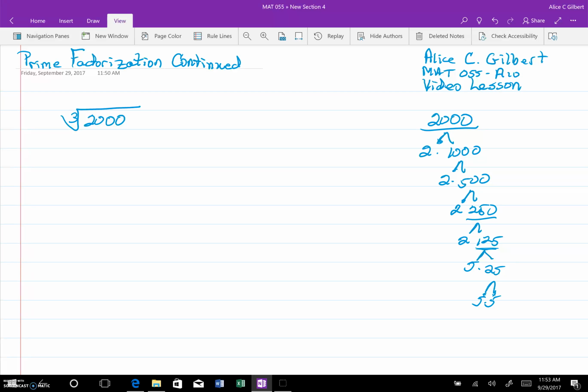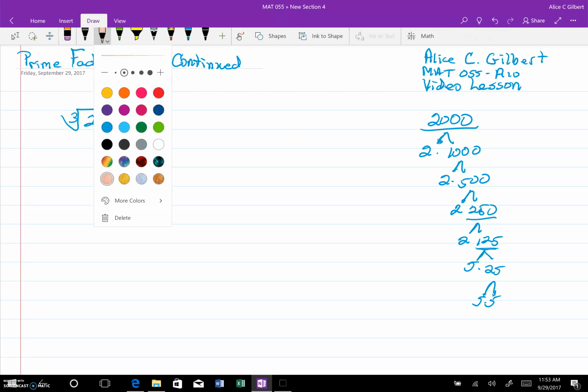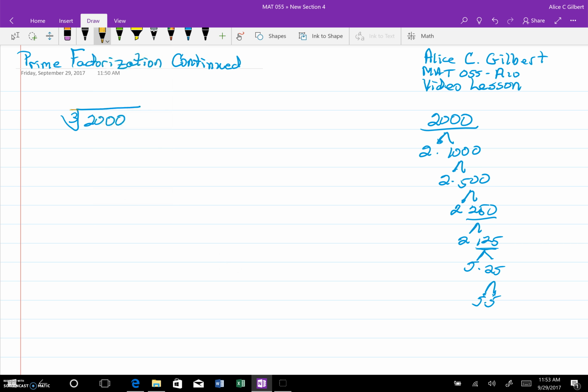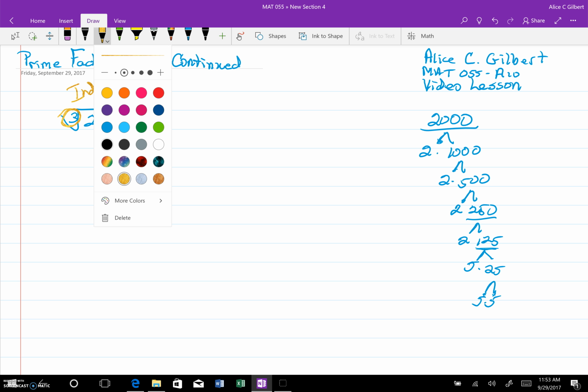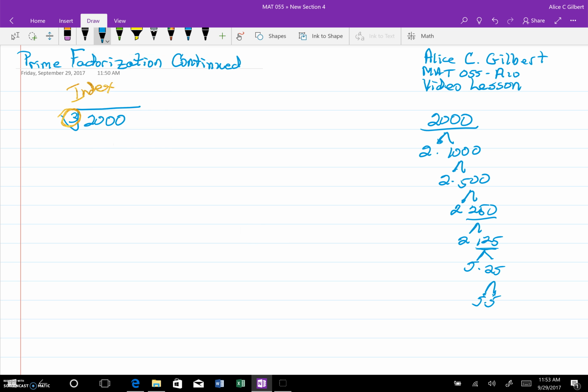Now I need to put them in groups. So if you remember this guy I liked, this index is our big boss that tells us how many of the same prime number has to be in each group. So 3. So I'm going to circle those and these. But once again, not all of my prime numbers are grouped. So that means that some people get to come outside.